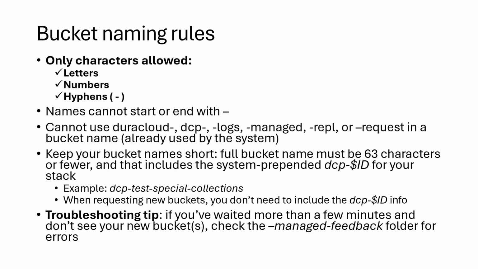And again, this can be an area for user error. Bucket creation is really fast. If you don't see your new buckets and their replicated buckets within a few minutes of uploading your request, navigate to the Managed Feedback folder within your account and see if there's a file there. The text file will give you any error messages you may have received. You may see multiple text files there if you fail to request new buckets more than once. Just look for the last modified date for the most recent attempt to see that error message.